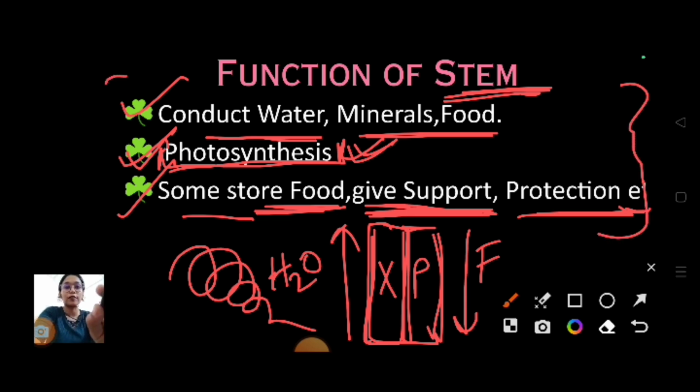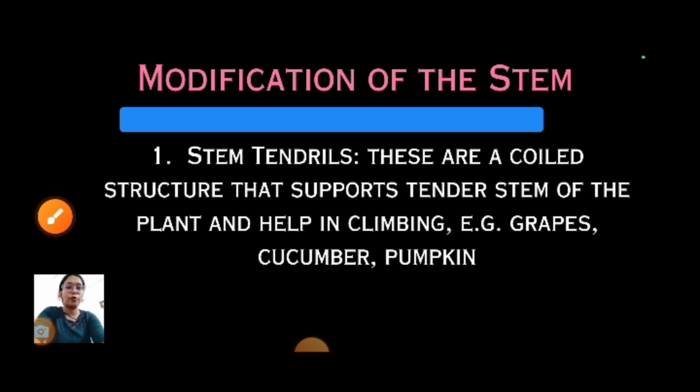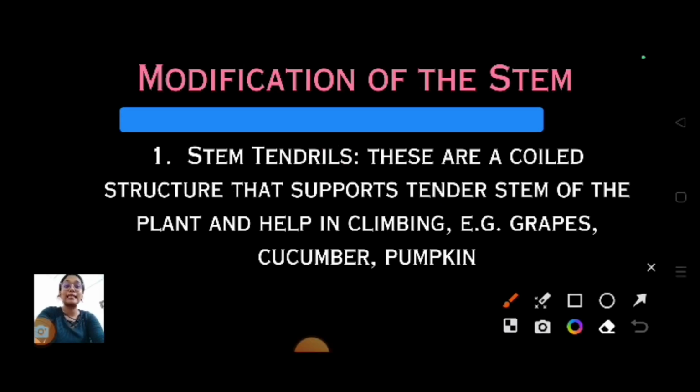What is the function of stem? Three main functions of stem you have to keep in mind. And it also supports the plant to stand still. You can make your own functions also. Okay, so moving on to the next slide. So let's see some modifications in the stem.